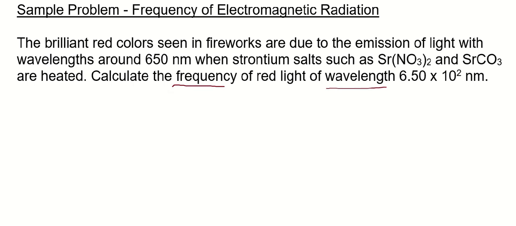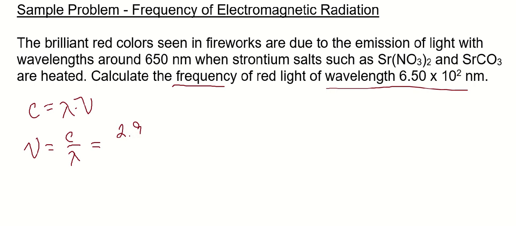Calculate frequency. It's giving you wavelength. So on your formula sheet, you've got the speed of light is equal to the wavelength times the frequency. So let's rearrange that to solve for frequency. Divide through by lambda, and you get frequency is equal to the speed of light over wavelength. Speed of light on your formula sheet is given to you as 2.998 times 10 to the 8 meters per second.